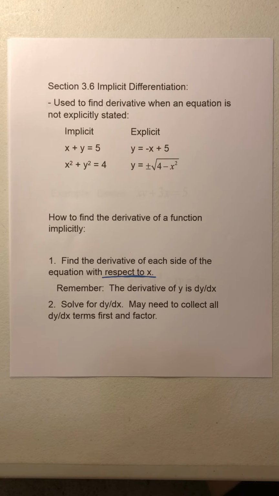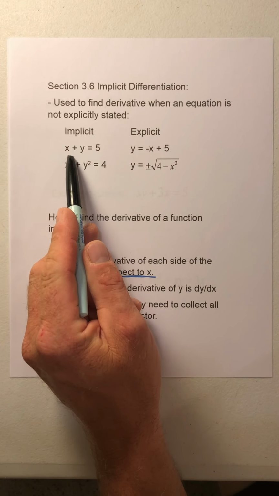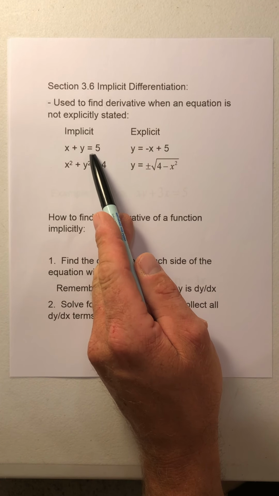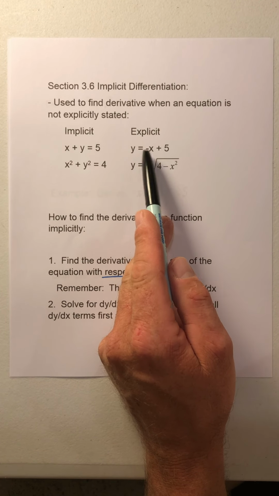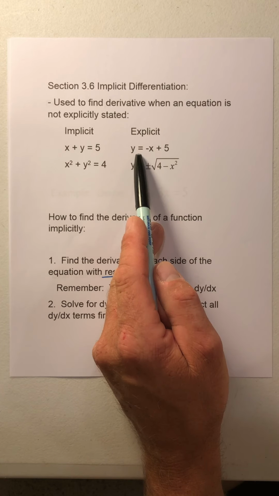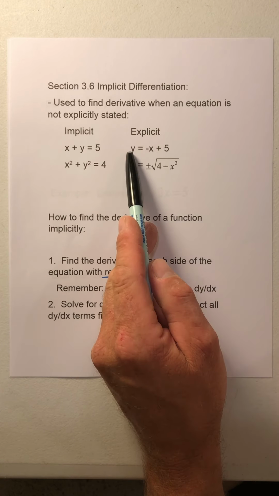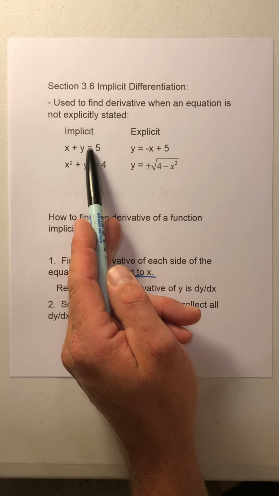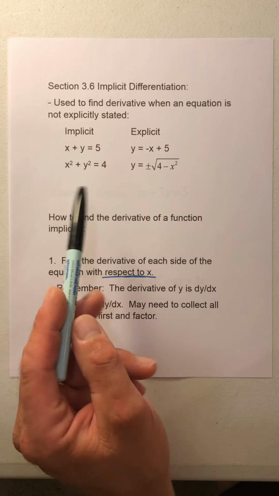So, what are some examples of implicit versus explicit in mathematics? Implicitly, we would say x plus y equals 5. Explicitly, if we take that same equation, we would put it as y equals negative x plus 5. We still have that same relationship between x and y, but this one just explicitly states that y equals this. Here, we would have to solve for y to get it in that explicit form.